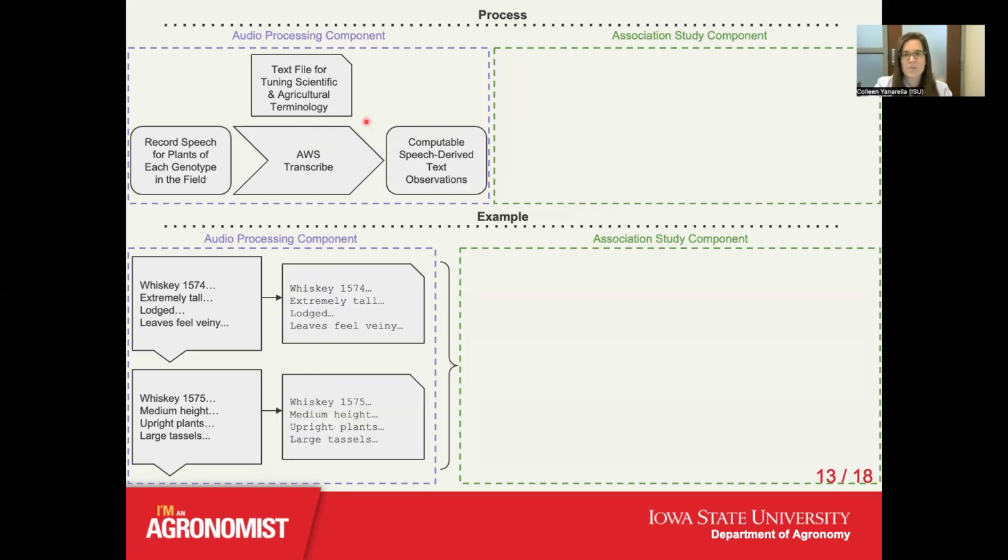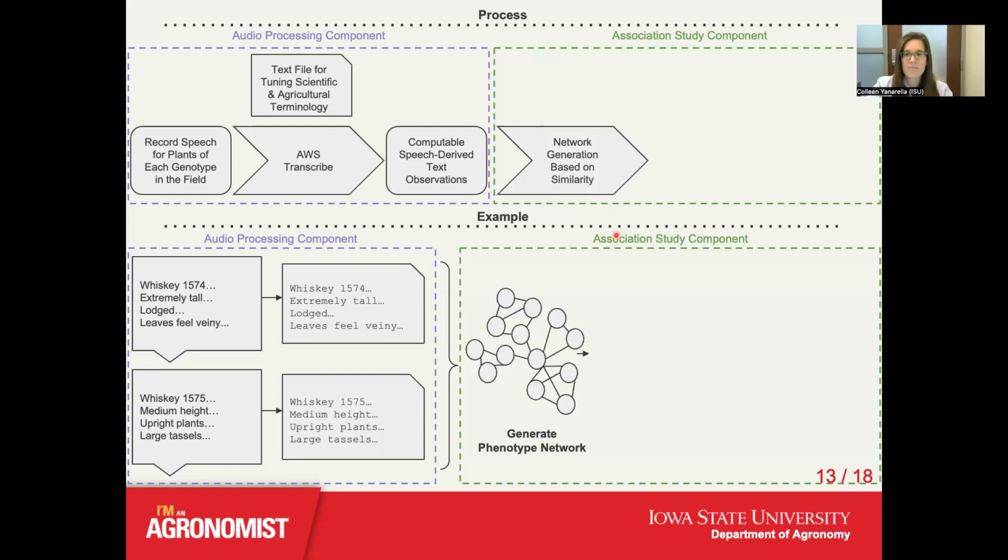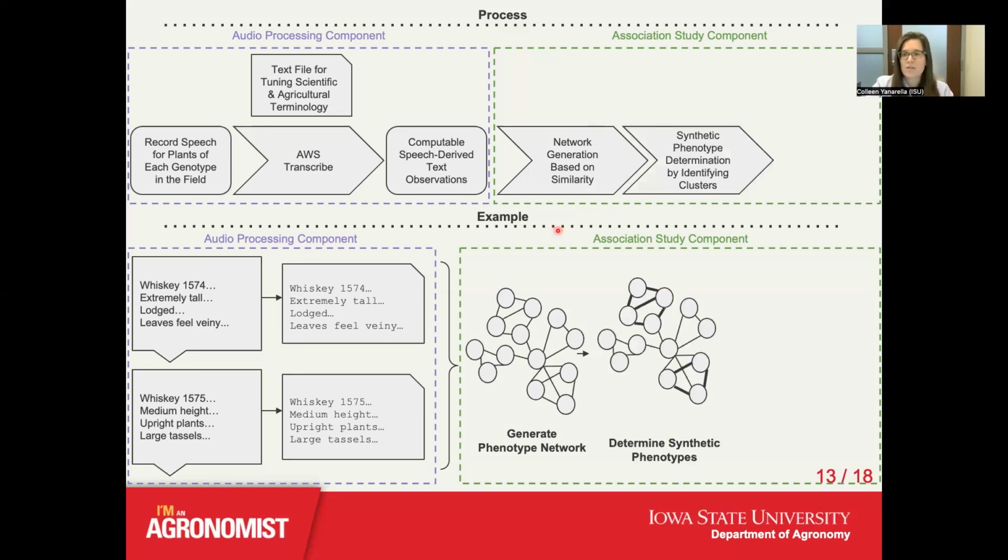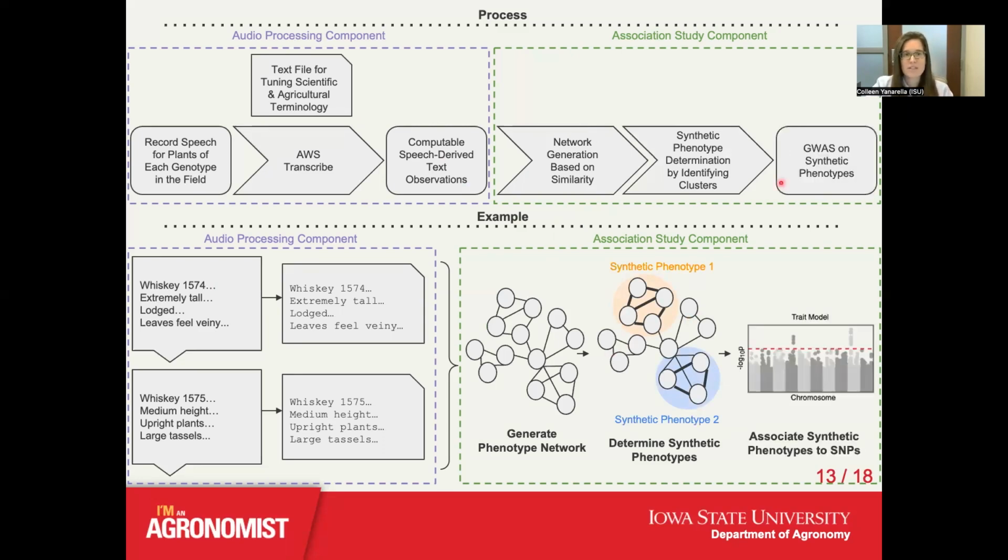And we get text, which we can compute on, which leads to the association study component, where we are generating phenotype networks based on similarity, and this is semantic similarity, or word meaning similarity. And we're performing clustering and thresholding to identify what we call synthetic phenotypes. And I will provide an example of a hypothetical synthetic phenotype network on the next slide. And we're going to use these synthetic phenotypes to perform association studies.